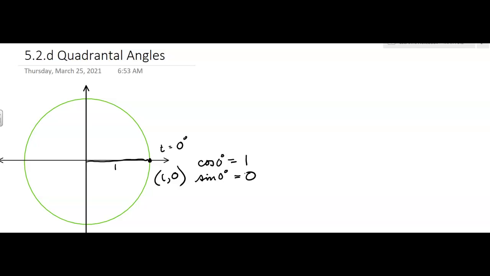All right, now we're going to go to another quadrantal angle right here. Now this is an angle of 90 degrees, okay, or pi over 2. So our t, our angle, is 90 degrees. And then the coordinates for this point, okay, think about your x and y. You're on the y-axis, so x is 0, and it's a unit circle, so y is 1.